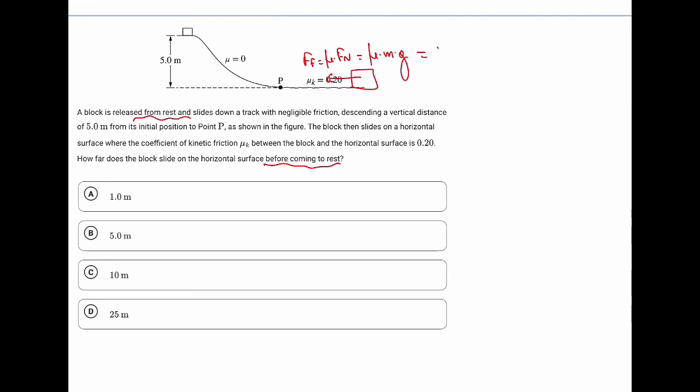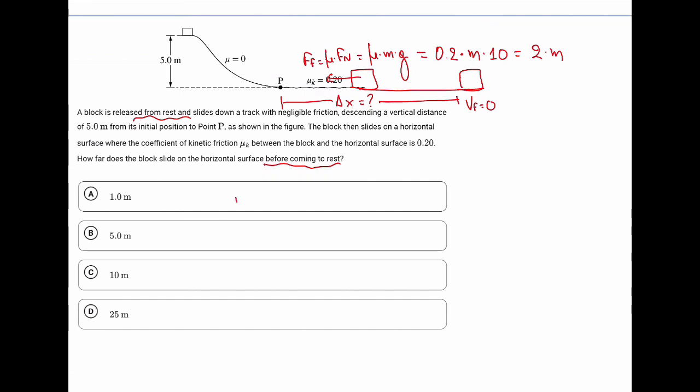So it will be 0.2 times mass, and the value of g, I will consider it 10 to make my calculations a little bit easier. So the force of friction is 2m, and negative to the way that the object moves on this rough surface. And eventually the final speed will be 0 since the object will stop, and we need to find the distance delta x that it travels on the inclined plane.